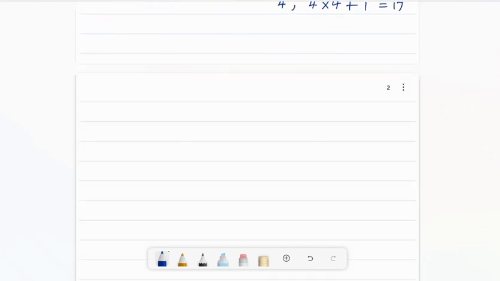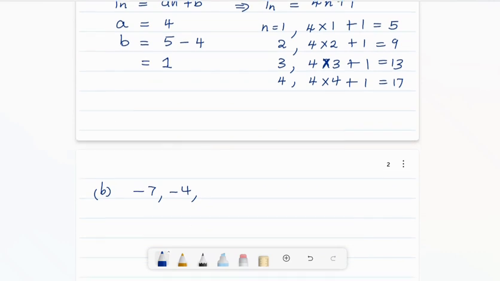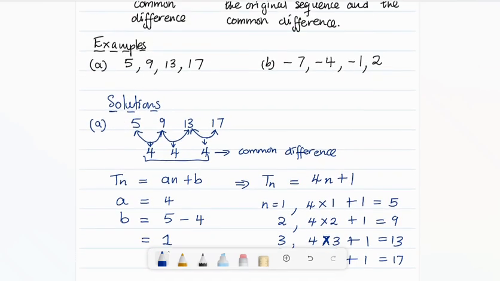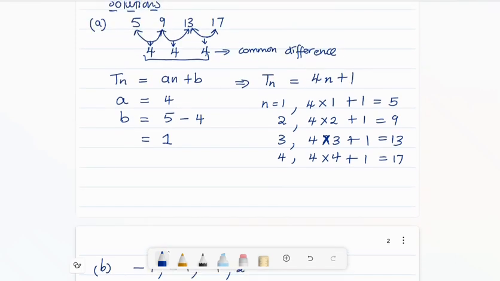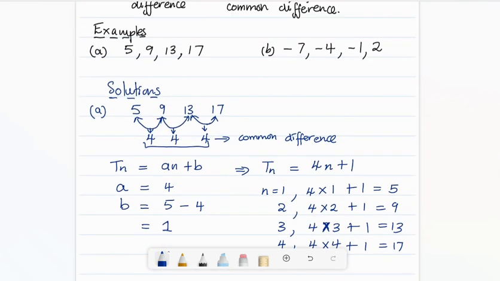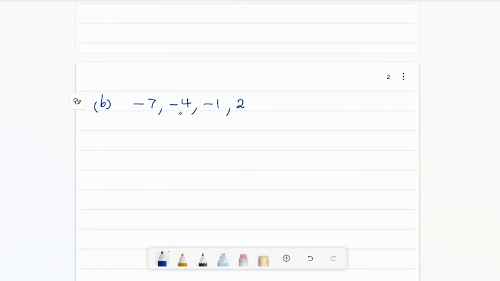Right, let's look at the second one. The numbers were, part B, minus 7, minus 4, I think I have minus 1 and 2 there. Minus 1 and then 2. Let's double check: minus 7, minus 4, minus 1 and 2.